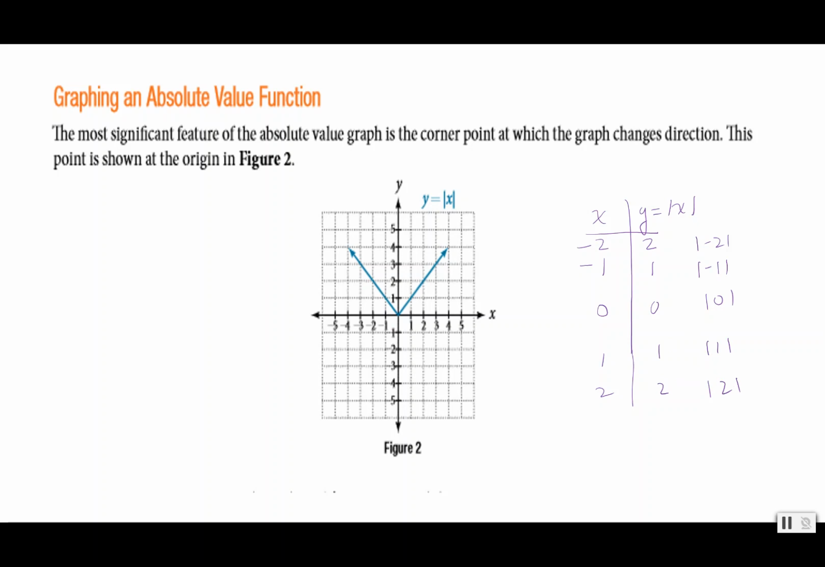So graphing those points, we have (-2, 2), (-1, 1), (0, 0), (1, 1), and (2, 2). We could continue to use x values greater than 0 or less than 0, and they're going to have the same mirror image on both sides because the absolute value is going to make it positive. We could also substitute values such as -1/2, and we're still going to see that our values line up in a linear fashion.